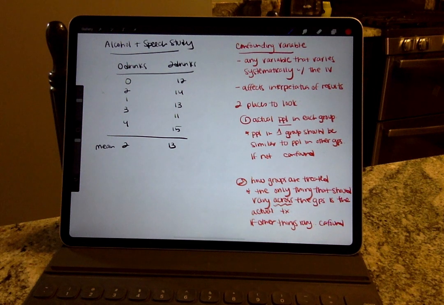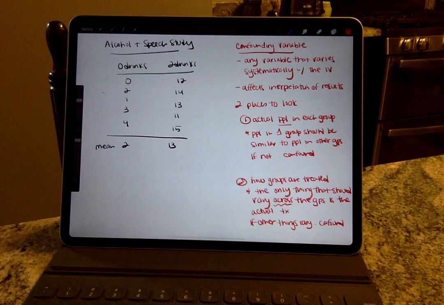It's kind of a mouthful, but the definition of confounding variable is any variable that varies systematically with the independent variable. Okay, now I would never expect anybody to memorize that. That's super abstract, but we're really going to go through and explain what I mean by that. But again, it's any variable that varies systematically with the independent variable. And confounds are a real problem in research because they can affect the interpretation of results.